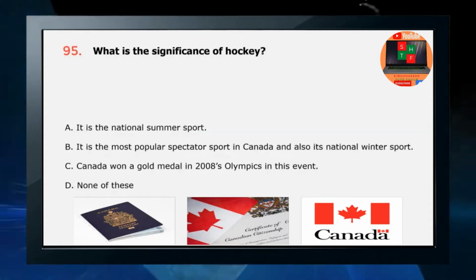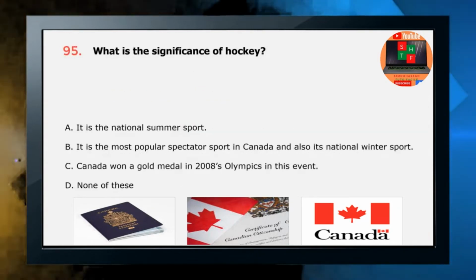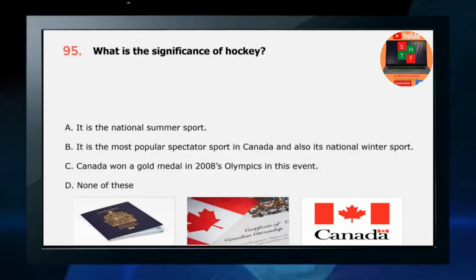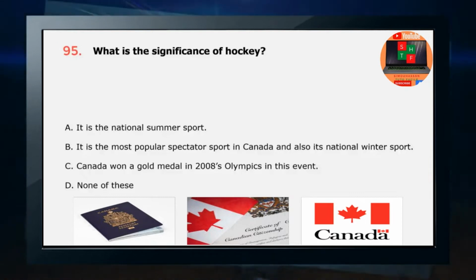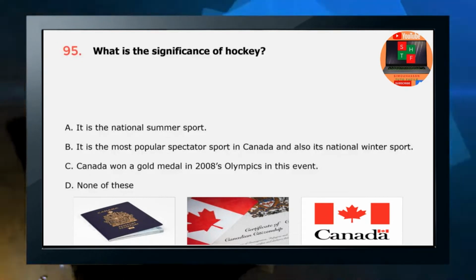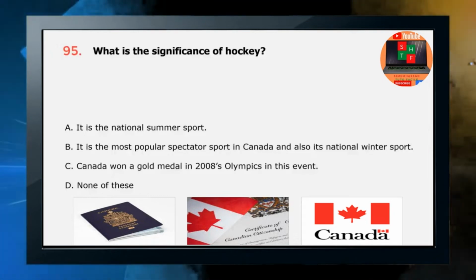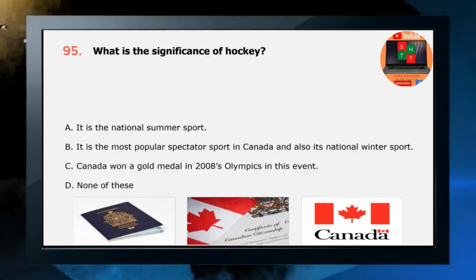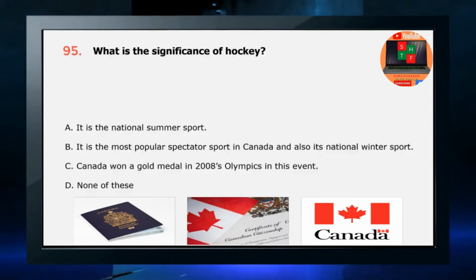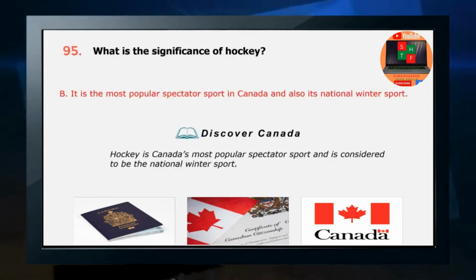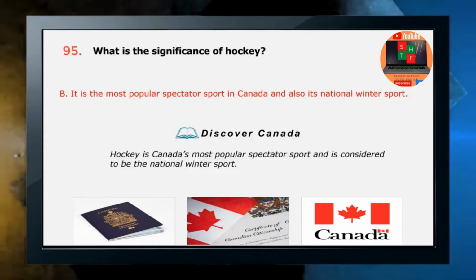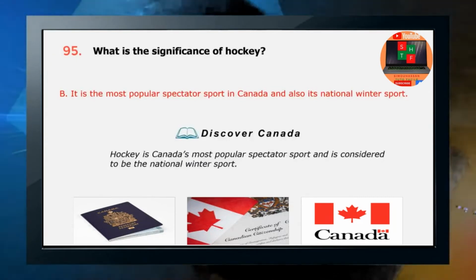Question 95. What is the significance of hockey? A. It is the national summer sport. B. It is the most popular spectator sport in Canada, and also its national winter sport. C. Canada won a gold medal in 2008's Olympics in this event. D. None of these. The answer is B. It is the most popular spectator sport in Canada, and also its national winter sport.